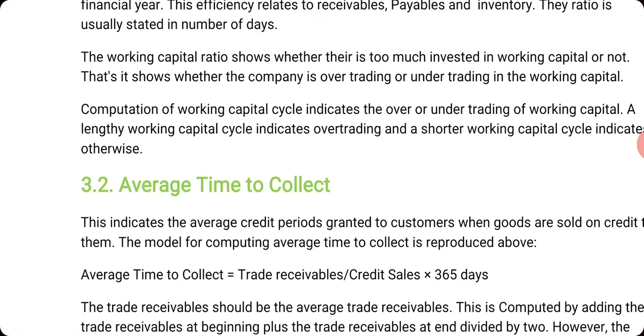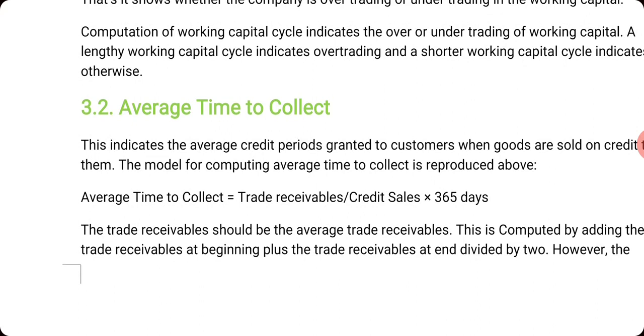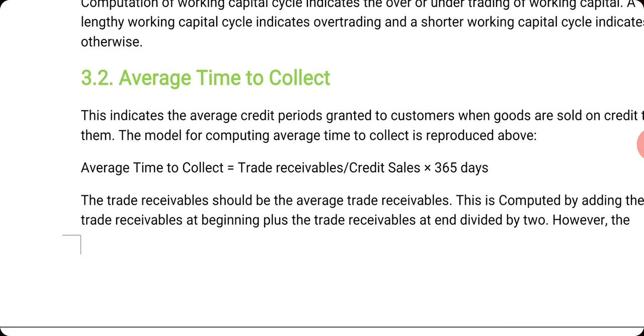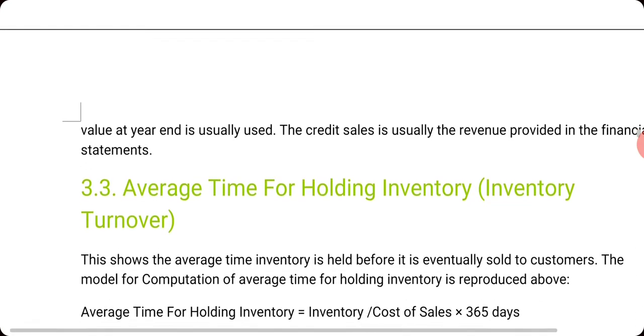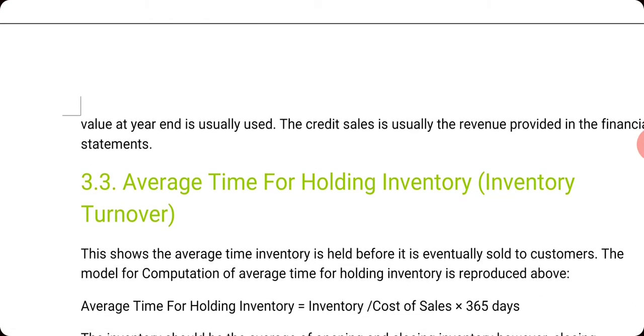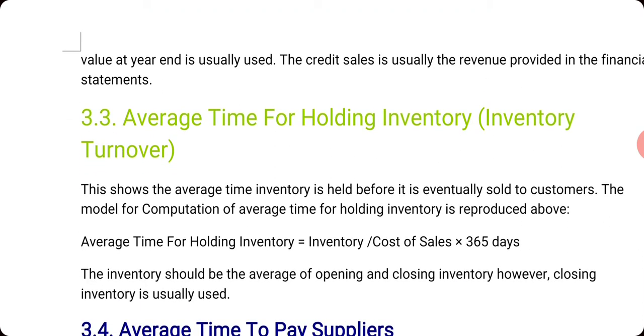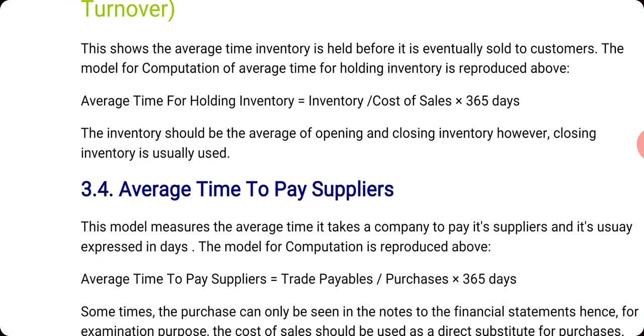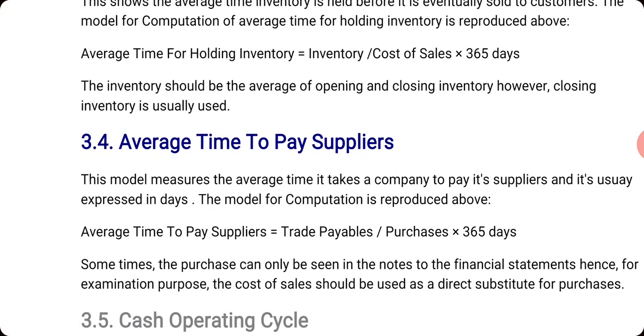Now, in measurement of efficiency ratio, we often look at average time to collect from trade receivables, which you can see in 3.2. The formula is trade receivables over credit sales times 365 days. We also look at average time for holding inventory. This is also measured as inventory over cost of sales. Average time to pay suppliers. This is also measured as trade payables over purchases.